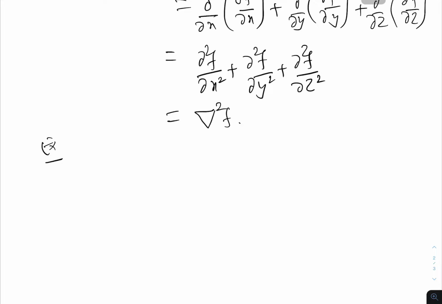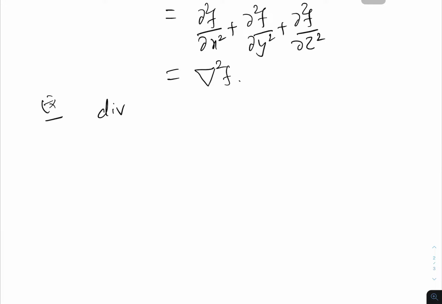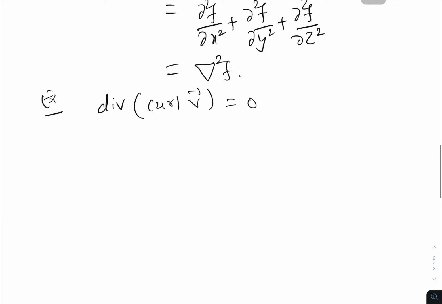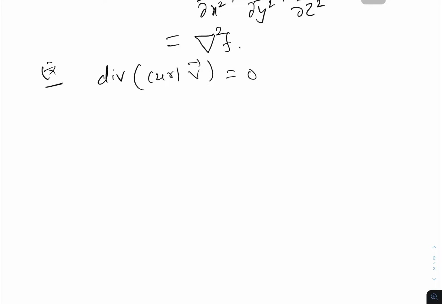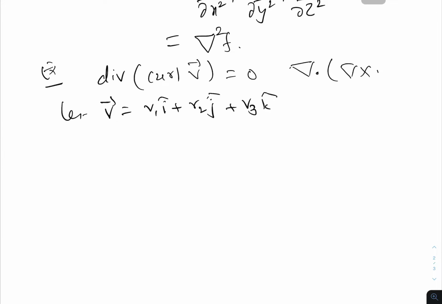Next example, let us prove that divergence of curl of any vector, say v, is 0. So let the vector v be v1 i plus v2 j plus v3 k. In symbols you can also write it like this: del dot del cross v is 0.